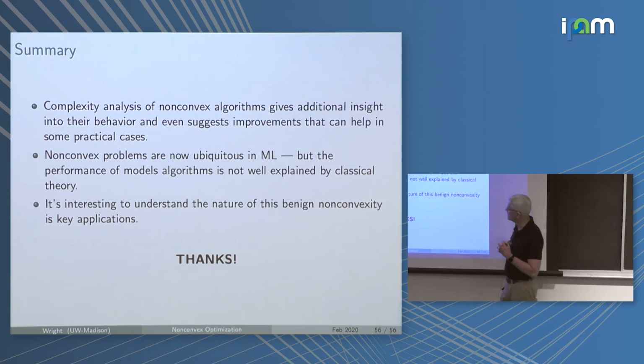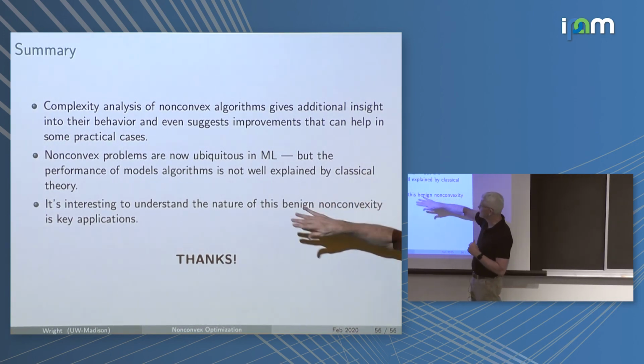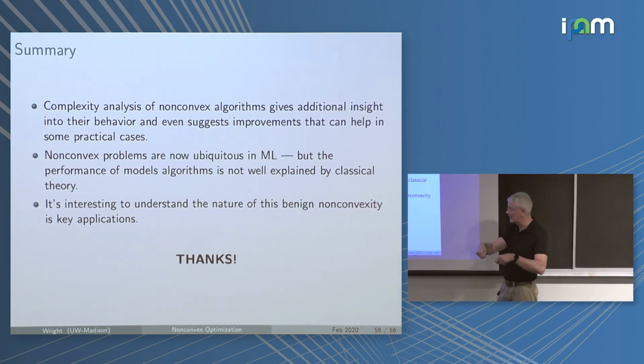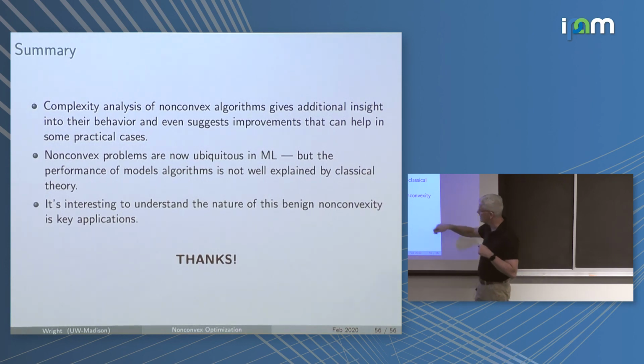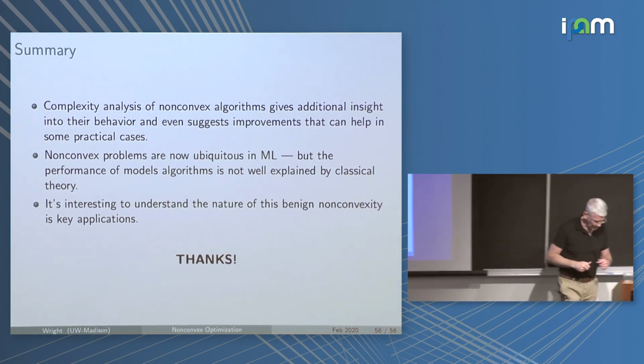This we all know: non-convex problems are ubiquitous in machine learning, but the performance of models and algorithms is not well explained by the classical theory. So we have to drill down a little bit into the structure, understand what's going on, and I think it's interesting to do that. So thank you.